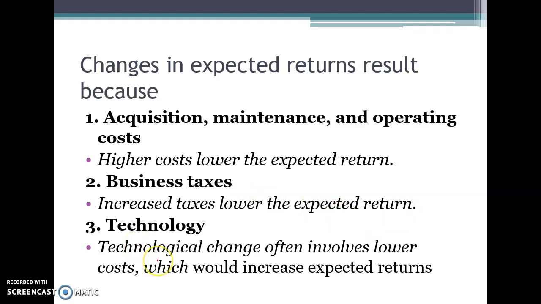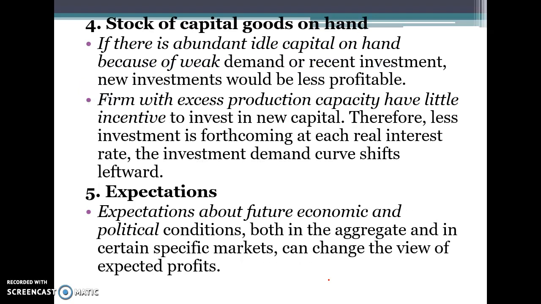Technological change often involves lower cost, which would increase the expected returns. With the incorporation of technology into the production processes, at first it increases the cost, and after that it replaces, as the technology is in the form of capital intensive technology or labor saving technology. So at first you have incurred some cost, and after that it reduces your cost of production, or per unit cost of production. The lesser the cost of production is, the more is the expected rate of return.